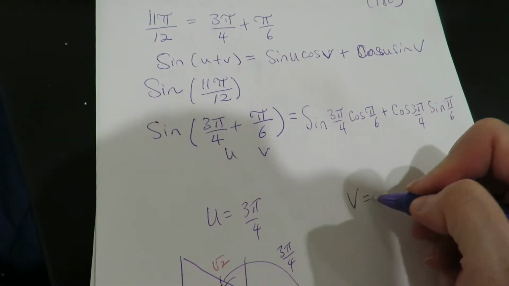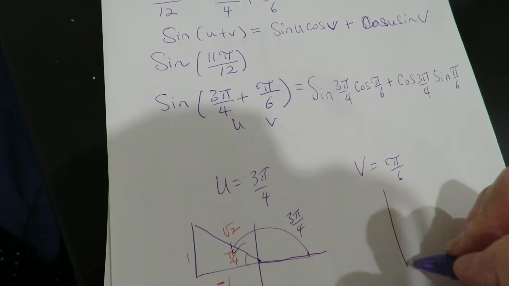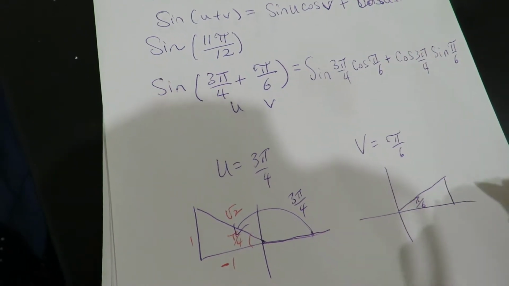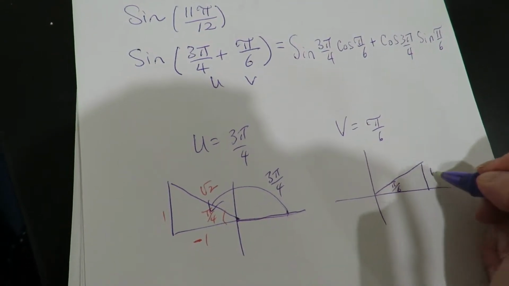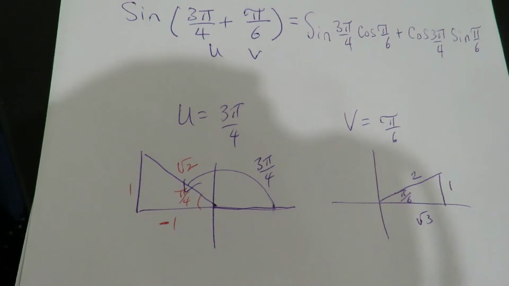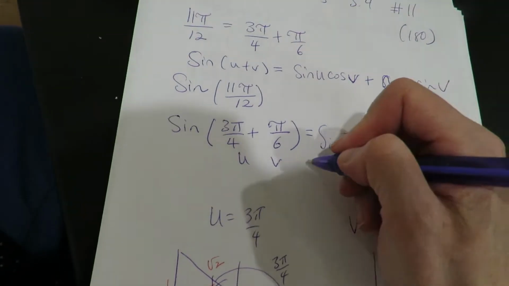Right, your v is pi over 6. That's quadrant 1. Pi over 6, you should have that memorized. That's 30 degrees, so that's 1, radical 3, and 2. And you have to know your pluses and minuses in this quadrant as well. All right, so now I'm just going to plug it in.